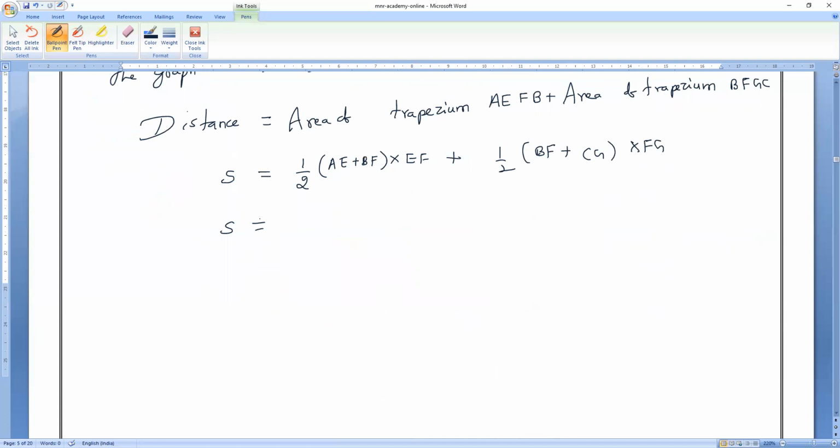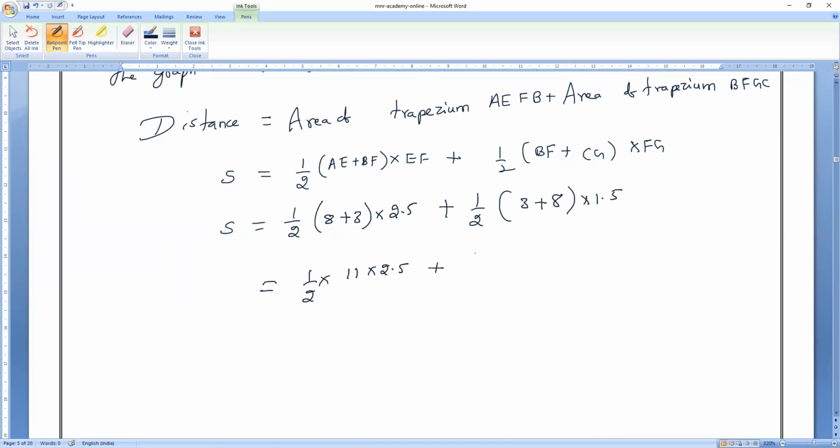Respond. Values: 1 by 2 into AE value 8 plus BF value 3 into EF value 2.5, plus 1 by 2 into BF value 3 plus CG value 8 into FG value 1.5. Clear? So 1 by 2 into 8 plus 3, how much? 11. 2.5 plus 1 by 2 into 11 into 1.5.